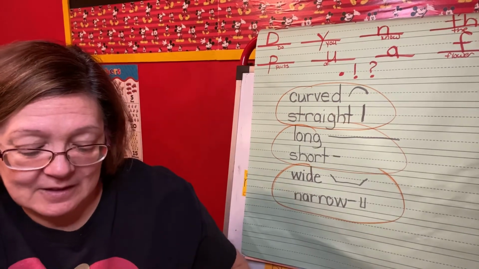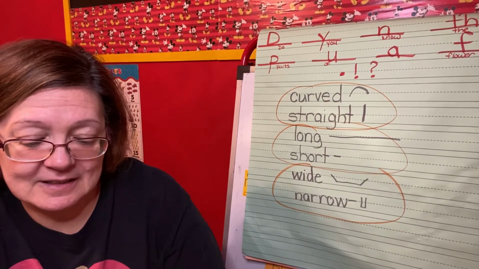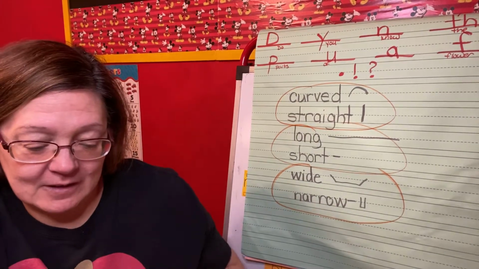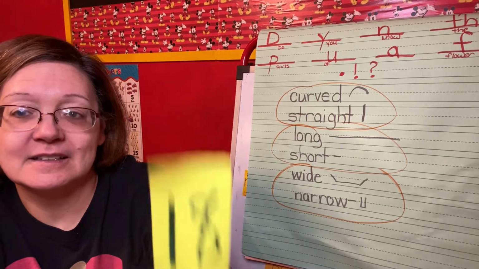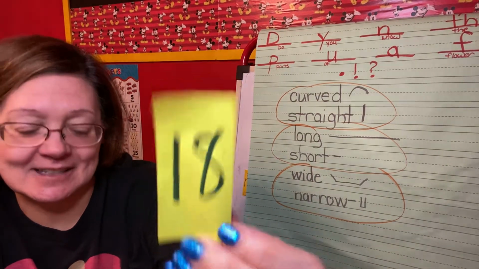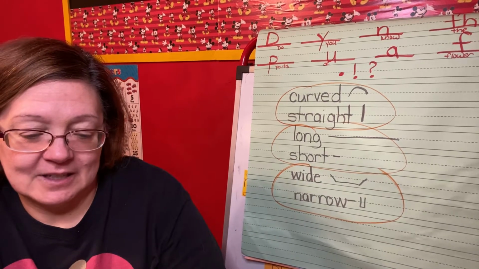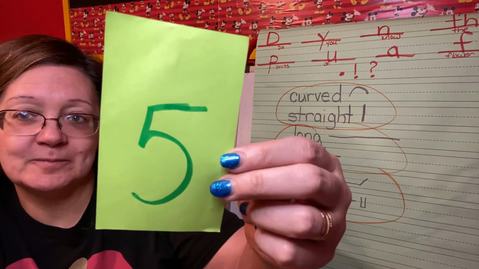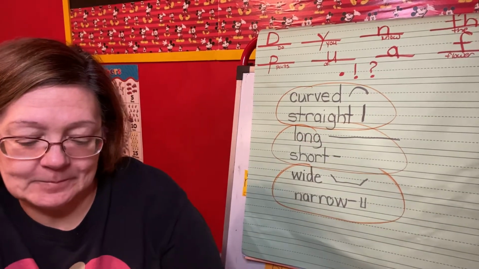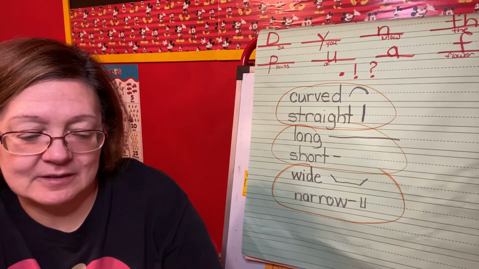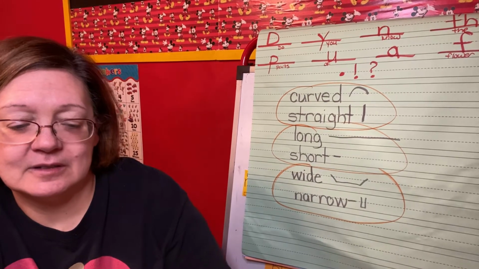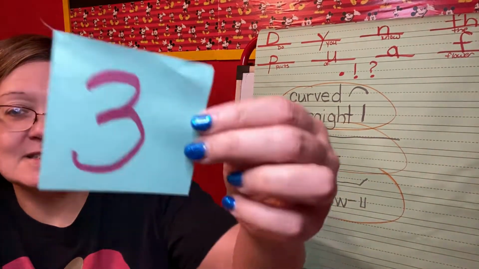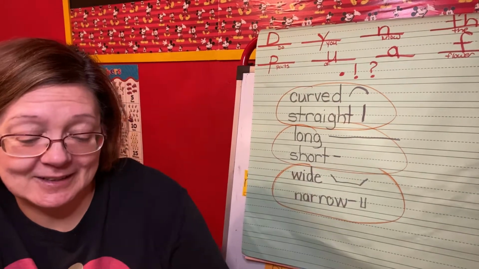0, good. What is 4, good. What is this number? 18, good. What is this number? Good, 5. Trying to mix these up a little more. There we go. What's this number? Good, 2. What's this number? 3, good.